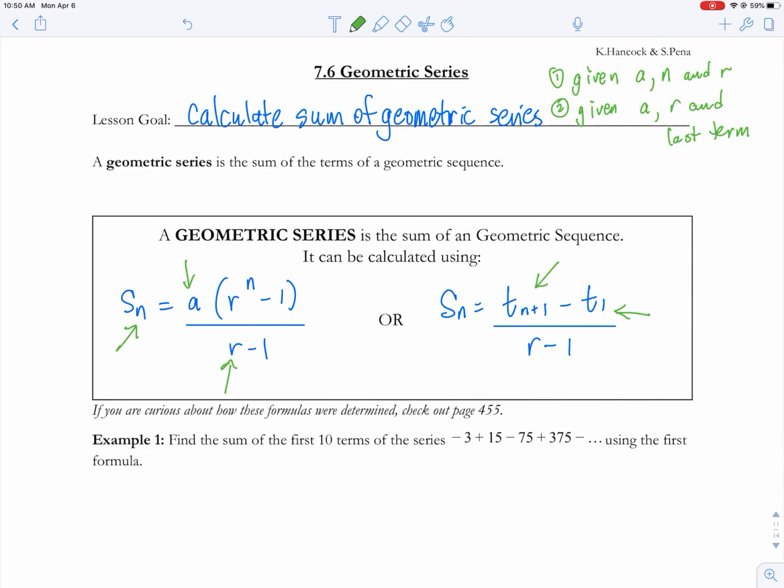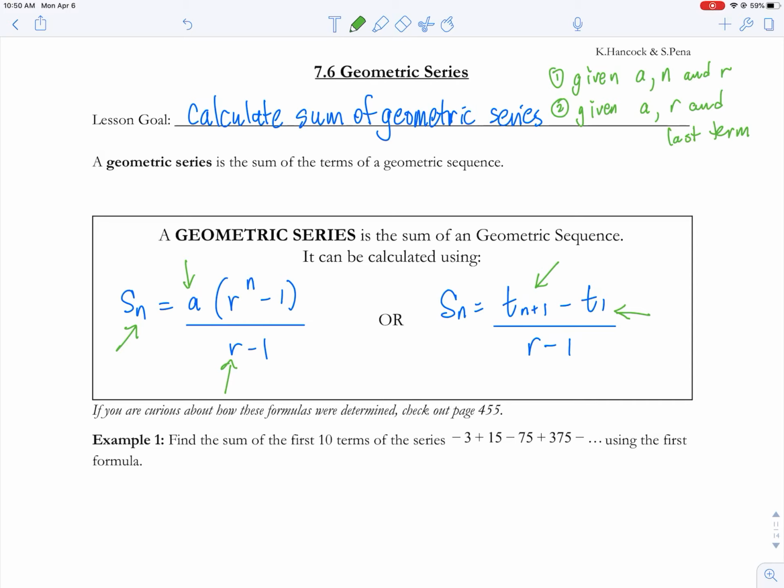Welcome to lesson 7.6 on geometric series. Our lesson goal for this class is to calculate the sum of a geometric series. So series has to do with sum. And we're going to do it for two different scenarios where we're given A, which is your first term, N, the number of terms, and also R, the common ratio, or given our first term A, our common ratio R, and then given the last term.